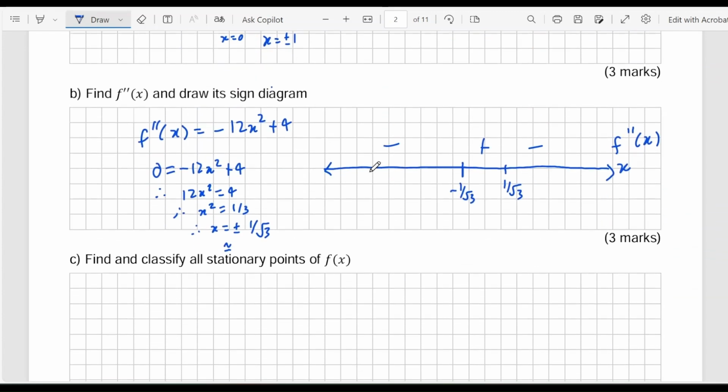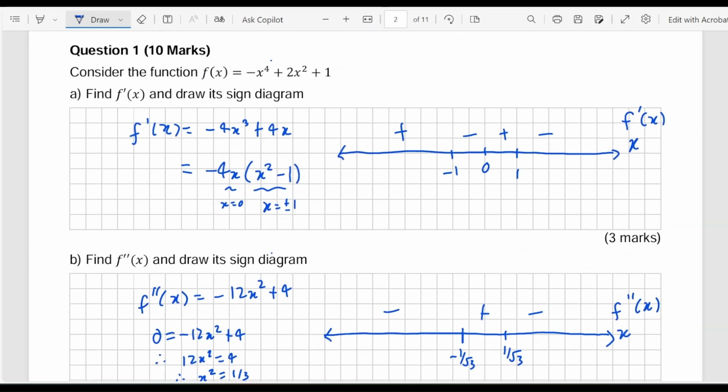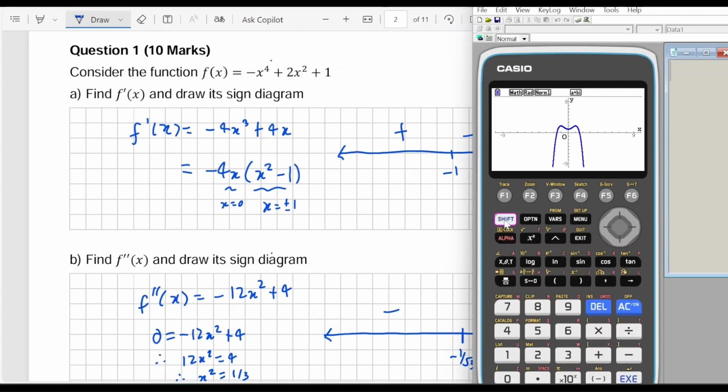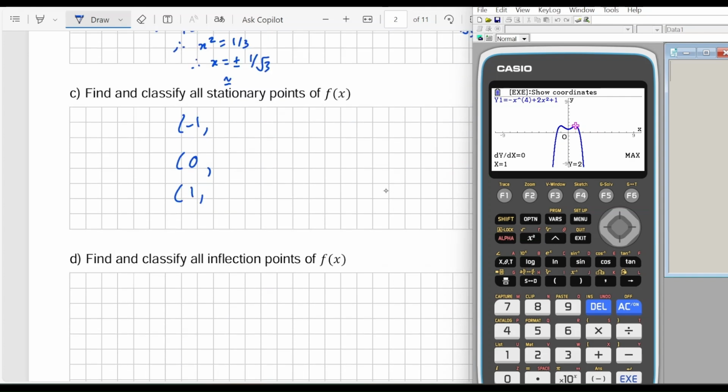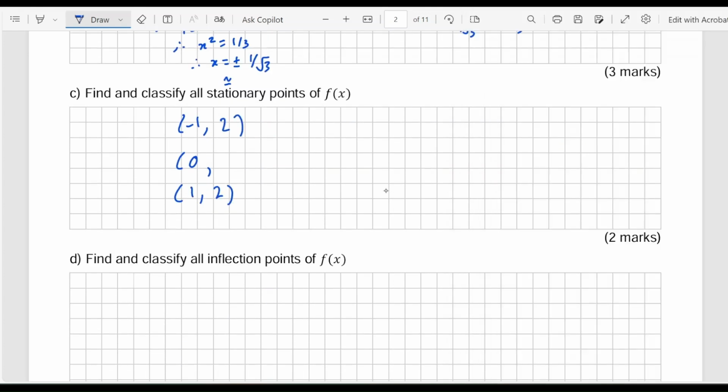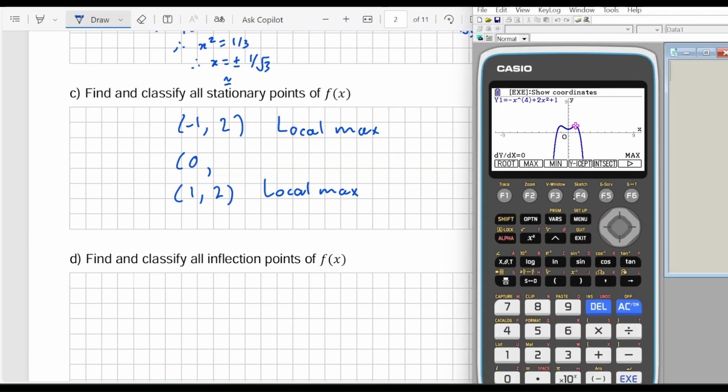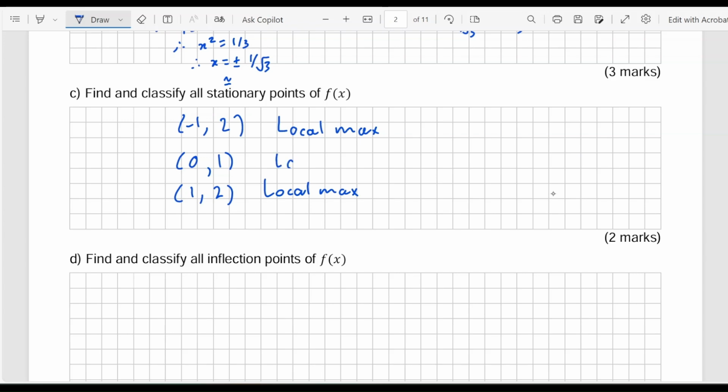Classify all stationary points. So we have minus 1, we have 0, and we have 1. Let's get the y values for all those. So we got the function graphed. I might just go G solve max to get those two maxes. You get minus 1, 2, and 1, 2. Say local max. So is this one. And the other one, shift G solve min, 0, 1. It's a local min.